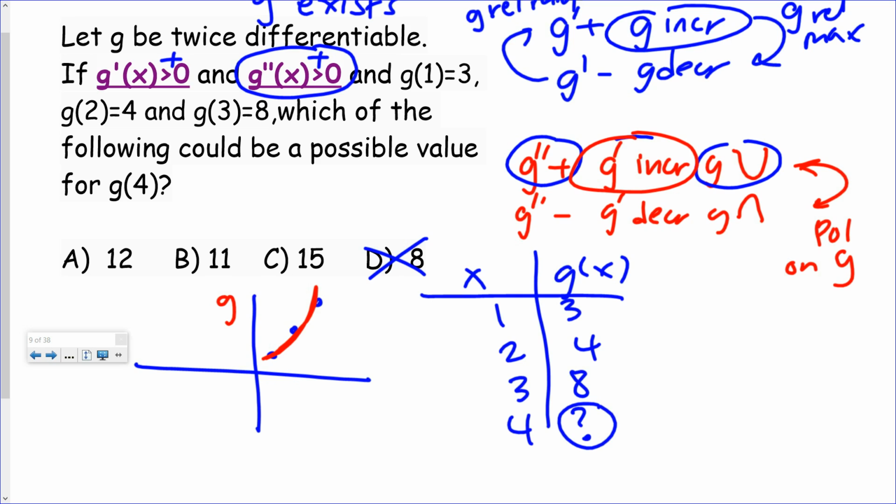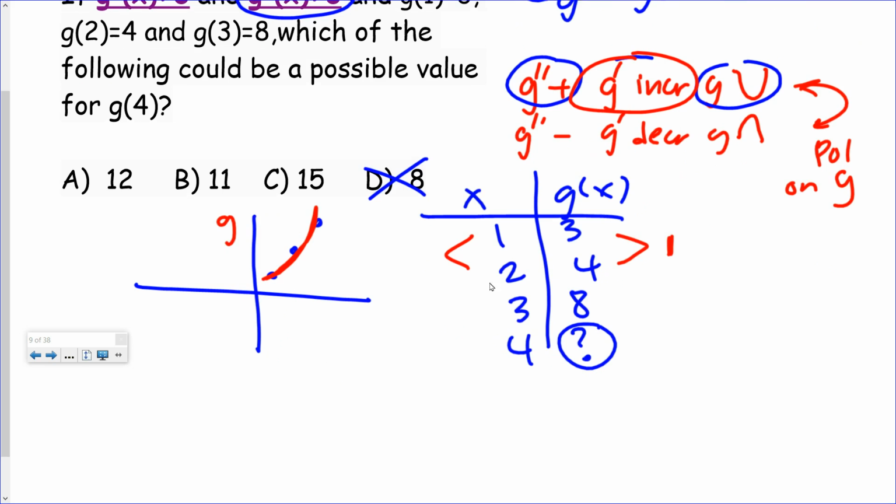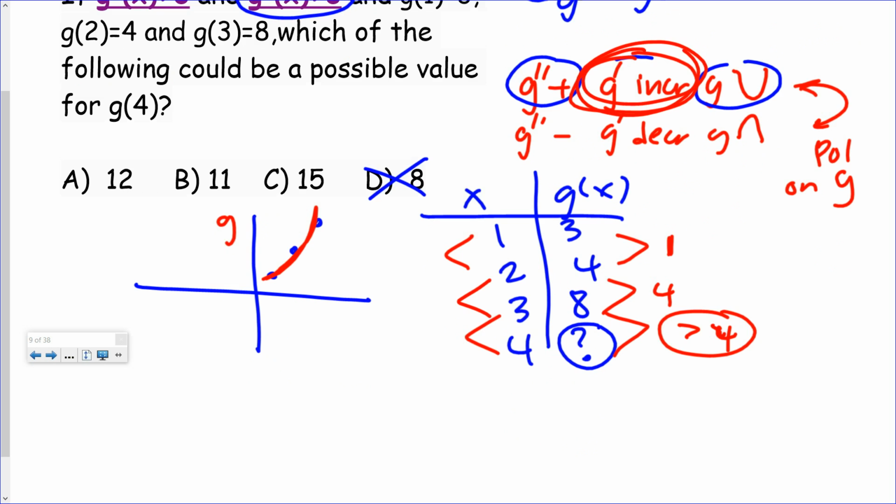Let me look at this G prime increasing. That's really just the slope. Can you guys get slopes when you have a chart like this? Yes. Okay. What's the slope right here? 1. You see it's 4 minus 3 divided by 2 minus 1? You guys good with that? So the slope is 1. What's the slope right here? 4 over 1. Okay, this slope needs to be what though? Greater than 4. How did I know that this slope needs to be greater than 4? Because the slope is increasing. Is everybody good with that?